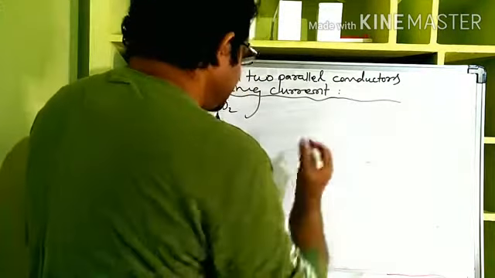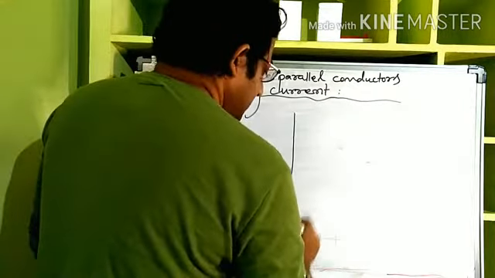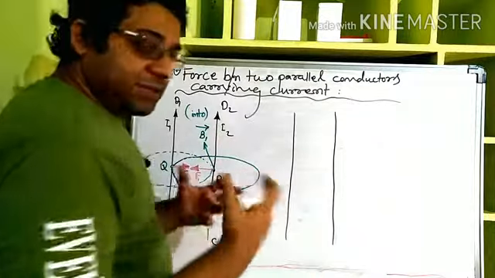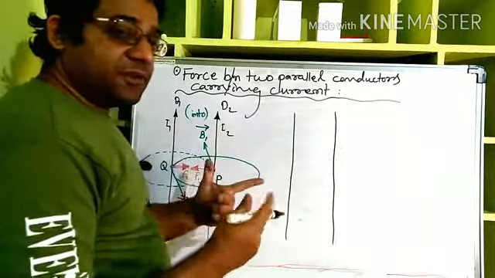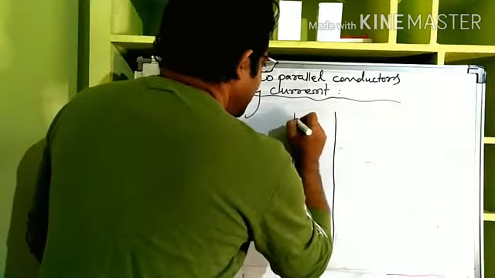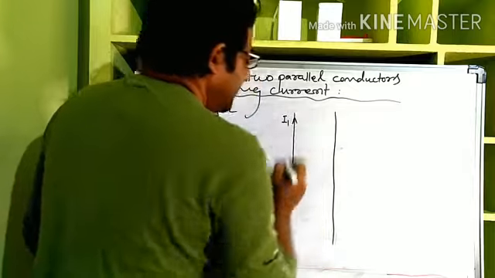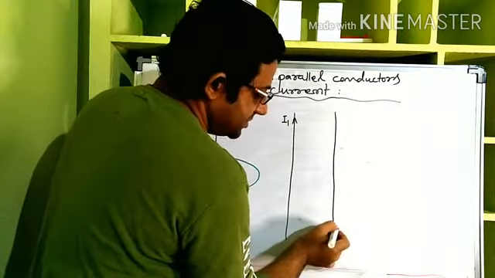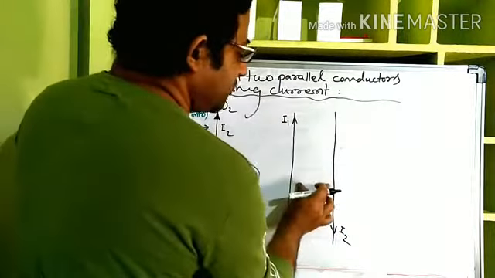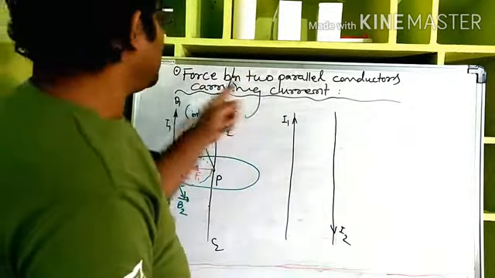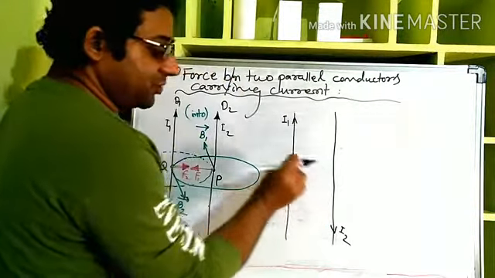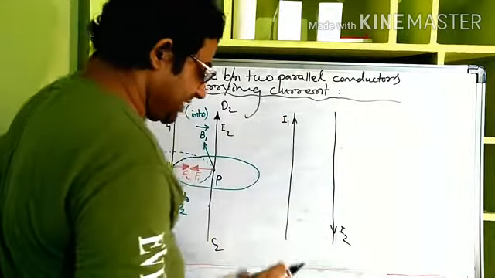Now we will see what happens if the currents are passing in opposite directions, and here you will participate more. Along with me, you will do this so that you become well versed with the application of the right hand thumb rule and the left hand Fleming rule at the same time. Let us say I1 is flowing in this direction and I2 is passing in the opposite direction. What is the force between these parallel conductors? Force between two parallel conductors carrying current was the topic, but here the currents are flowing in opposite directions.